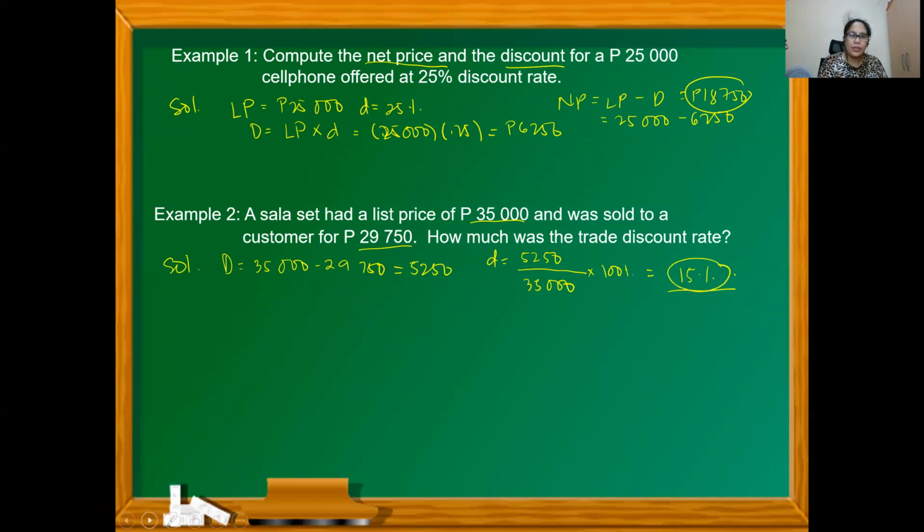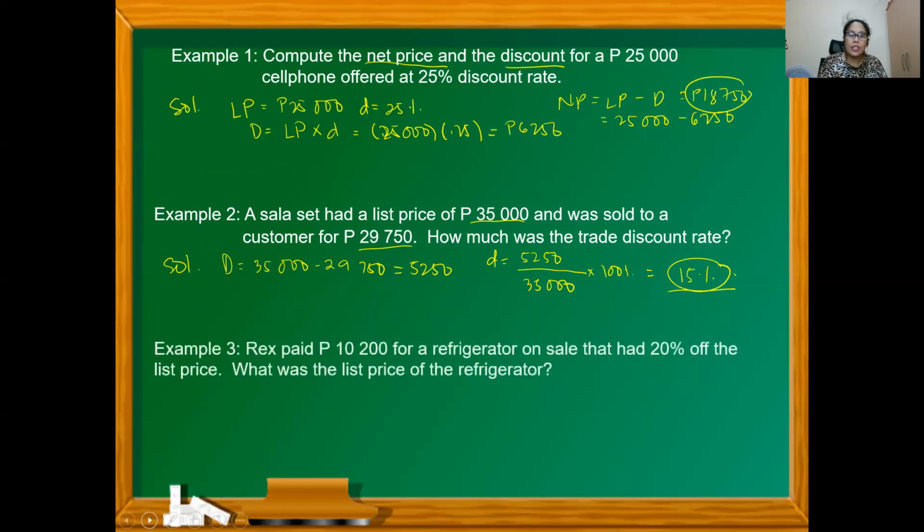Okay. So next is, Rex paid 10,200 pesos for a refrigerator on sale and had 20% off the list price. What was the list price of the refrigerator? So we have NP here, 10,200 pesos, and then the discount rate is 20%.